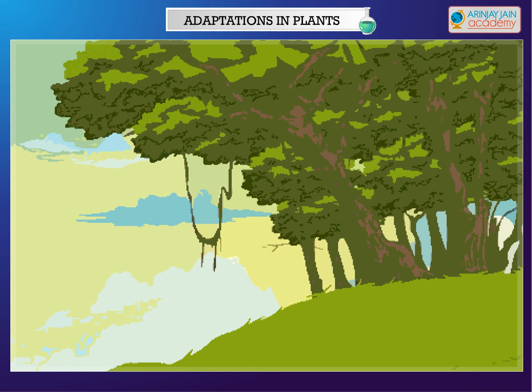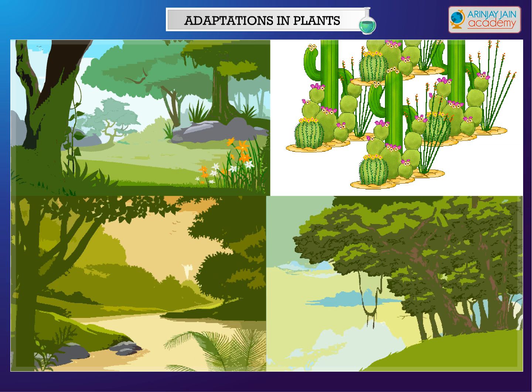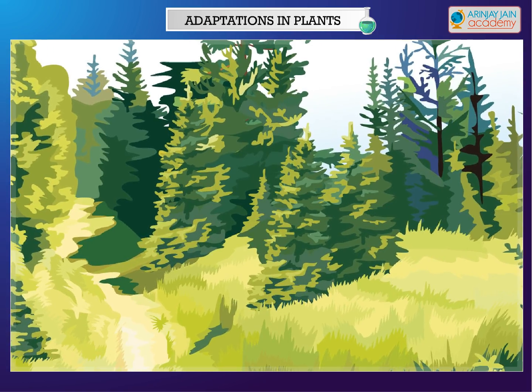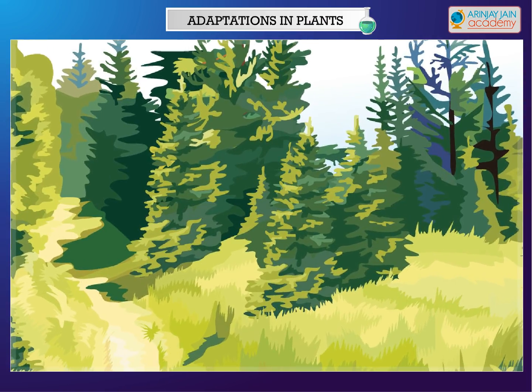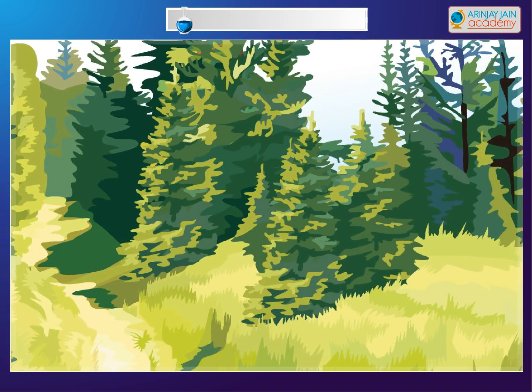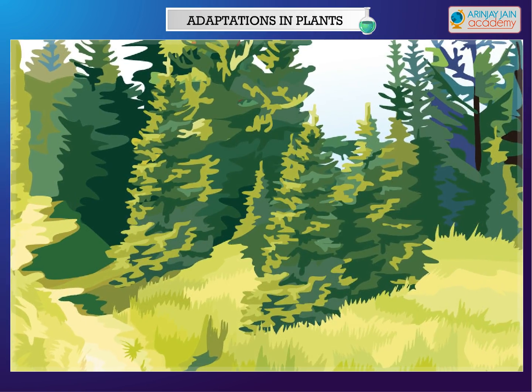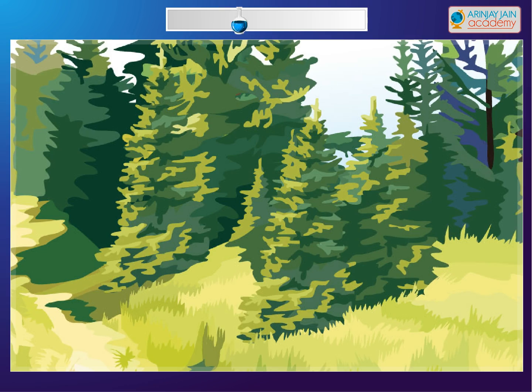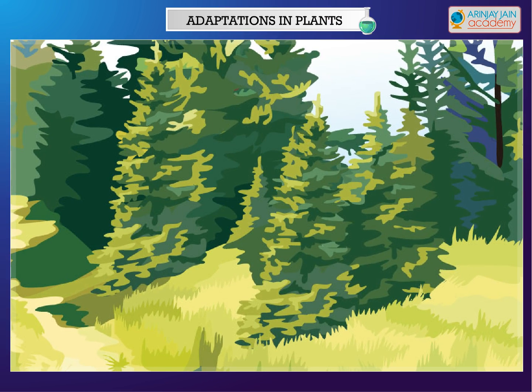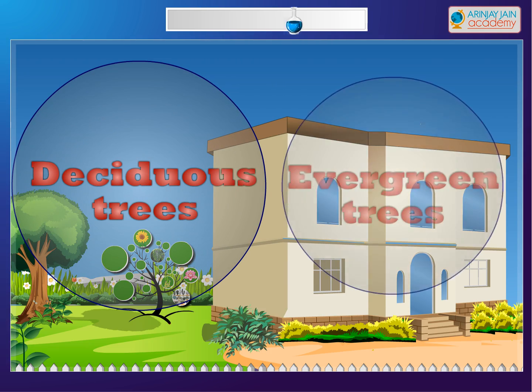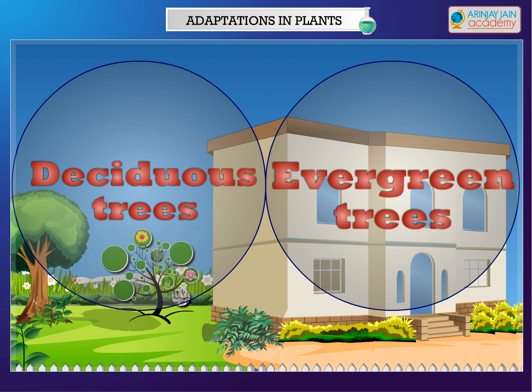Category 2. Plants that grow in plain areas. Plains have moderate to warm climate. The plants in plain areas have broad leaves that can capture a lot of sunlight for a tree. These plants have several branches. These plants can be categorized as deciduous trees and evergreen trees.